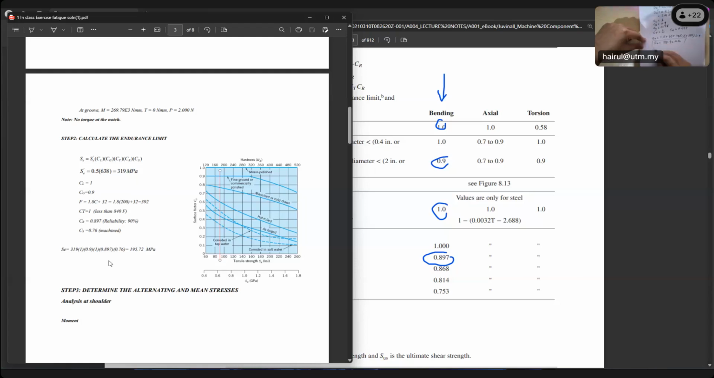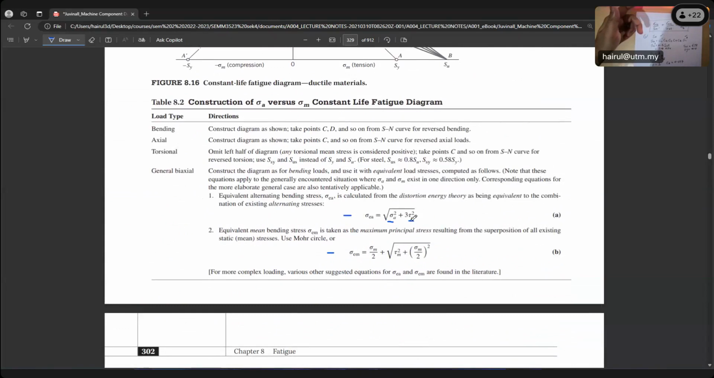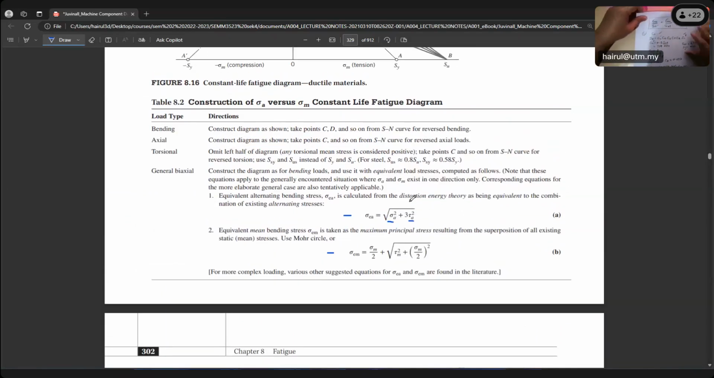Everyone is quiet. Class, endurance limit. Okay, the main thing we need to find here: SUT we already know, 638. Now, sigma EA, sigma EM for your bending. Remember this equation on the page, you must take note. Sigma EA is the square root of sigma amplitude square plus 3 tau amplitude square. Sigma EM is the square root of sigma mean square plus 3 tau mean square. But you cannot calculate it unless you do the shear diagram.